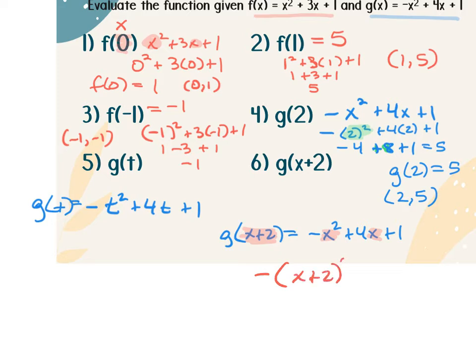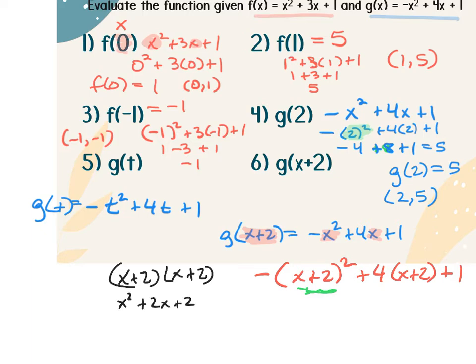-x plus 2 squared plus 4 times x plus 2 plus 1. I have to simplify this. I have to FOIL and combine like terms. So I'm going to first FOIL this thing. Now, unfortunately, I'm still seeing people that are just squaring the x and squaring the 2. Whenever it's a binomial squared, you either need to memorize the pattern or you need to write it 2 times and FOIL it. This becomes x squared plus 2x plus 2x plus 4.